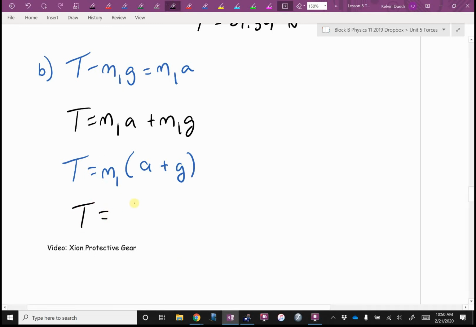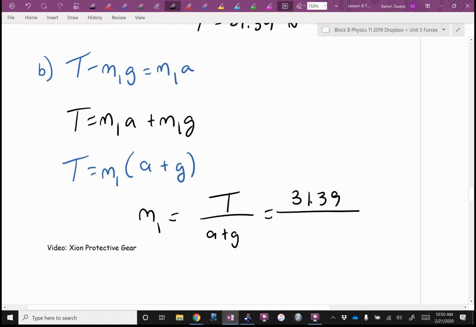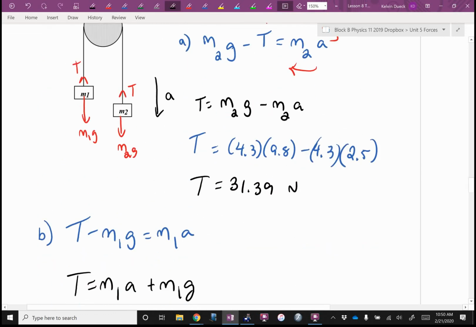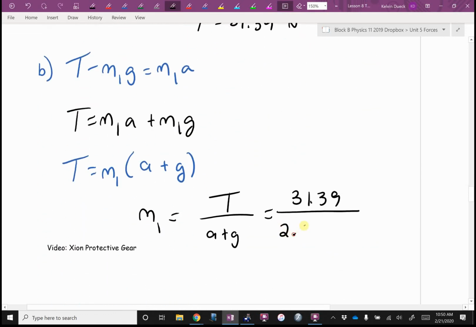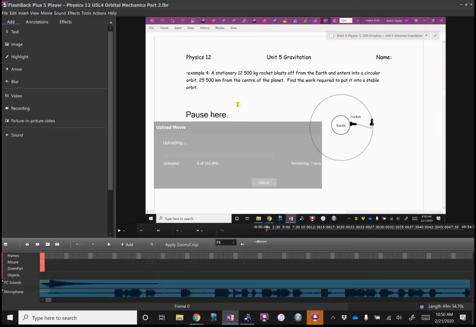So it's going to be, oh no, we want M1, Mr. Duick. M1 is going to be T divided by A plus G. T was 31.39 divided by, what was A, Mr. Duick? 2.5 plus 9.8. Now, built-in error check.